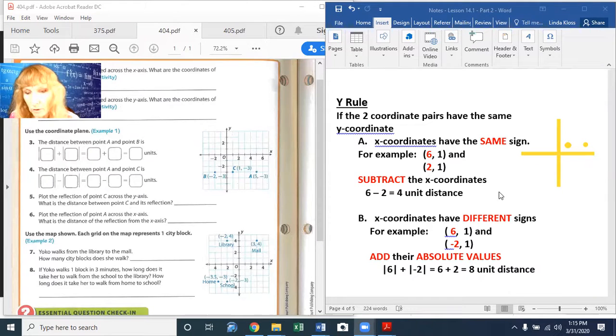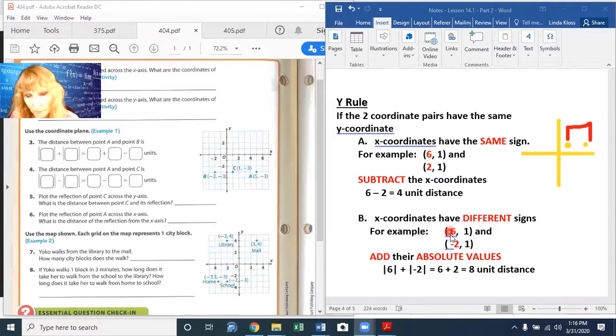So when you do that, you're just subtracting the 2 x coordinates. So we're subtracting the 6 minus the 2. And our distance is found by this direction now. And they're both in the same quadrant, so we're going to subtract. The second part says if we have the x coordinates having different signs. So the y coordinates are still the same. They're both 1, but we have different x coordinate signs.